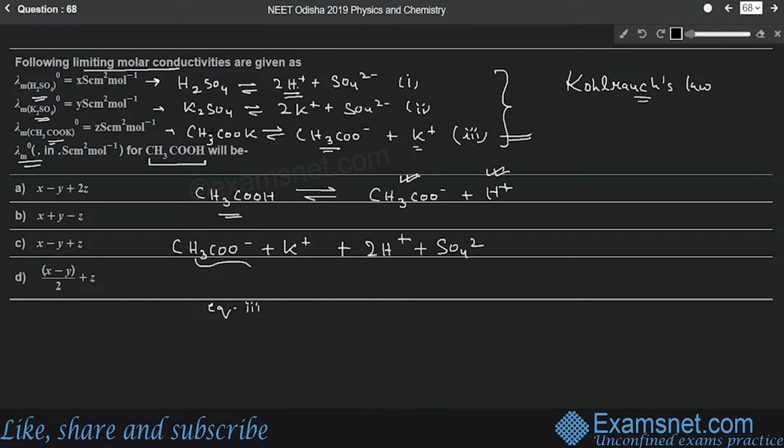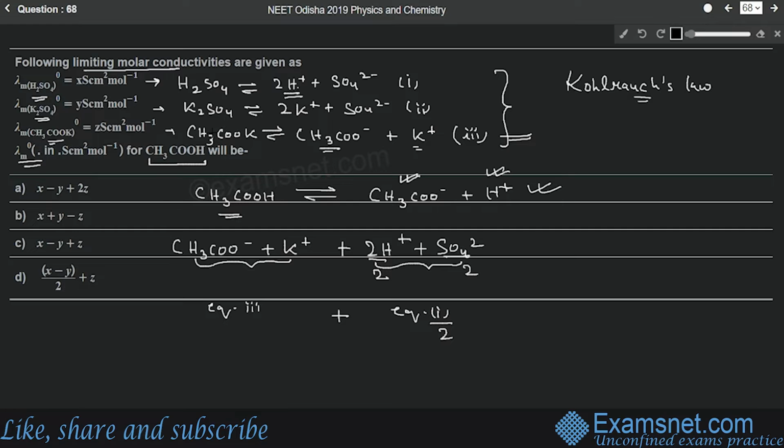So the first one was equation 3. This is equation number 1. But we need only one H plus, not 2H plus. That means we have to divide it by 2, right? So the complete equation has to be divided by 2. So sulfate will also be divided by 2. That means equation 1 has to be divided by 2. Got it? So equation 3 plus equation 1 by 2.